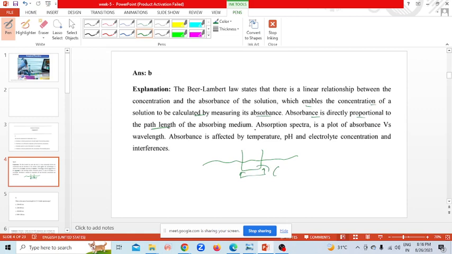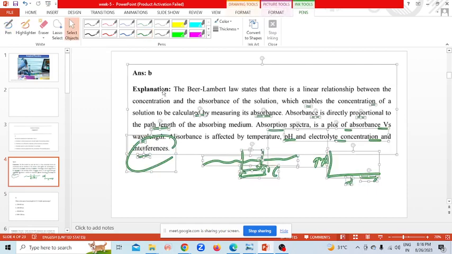The absorption spectrum is a plot of absorbance versus wavelength. We know that this type of curve is there: on the x axis it is lambda and on the y axis it is absorbance. Absorbance is affected by temperature, pH, electrolyte concentration and the influence of other elements also. These things were already discussed.